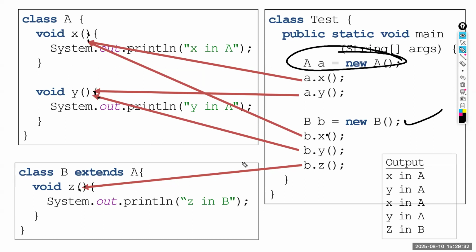Same for the attributes. If you have any attributes here, only those attributes can be accessed from A. But B can access these attributes plus any attribute here, as long as these are not private. Okay.